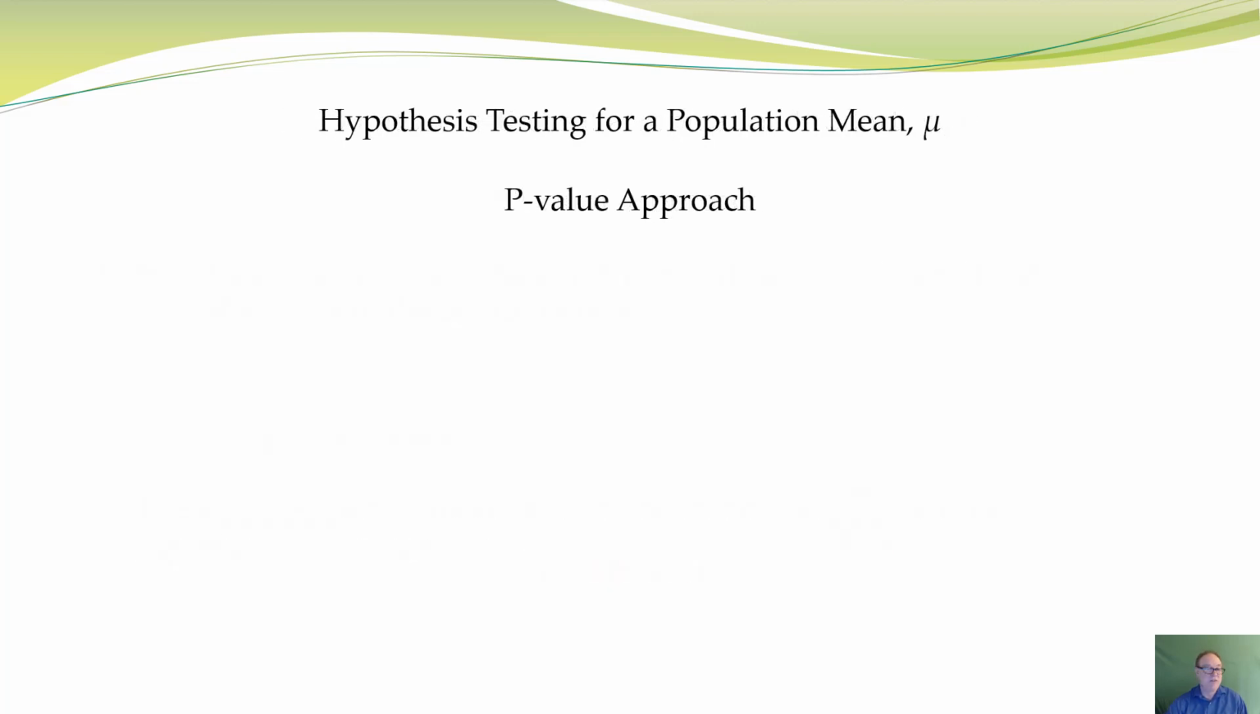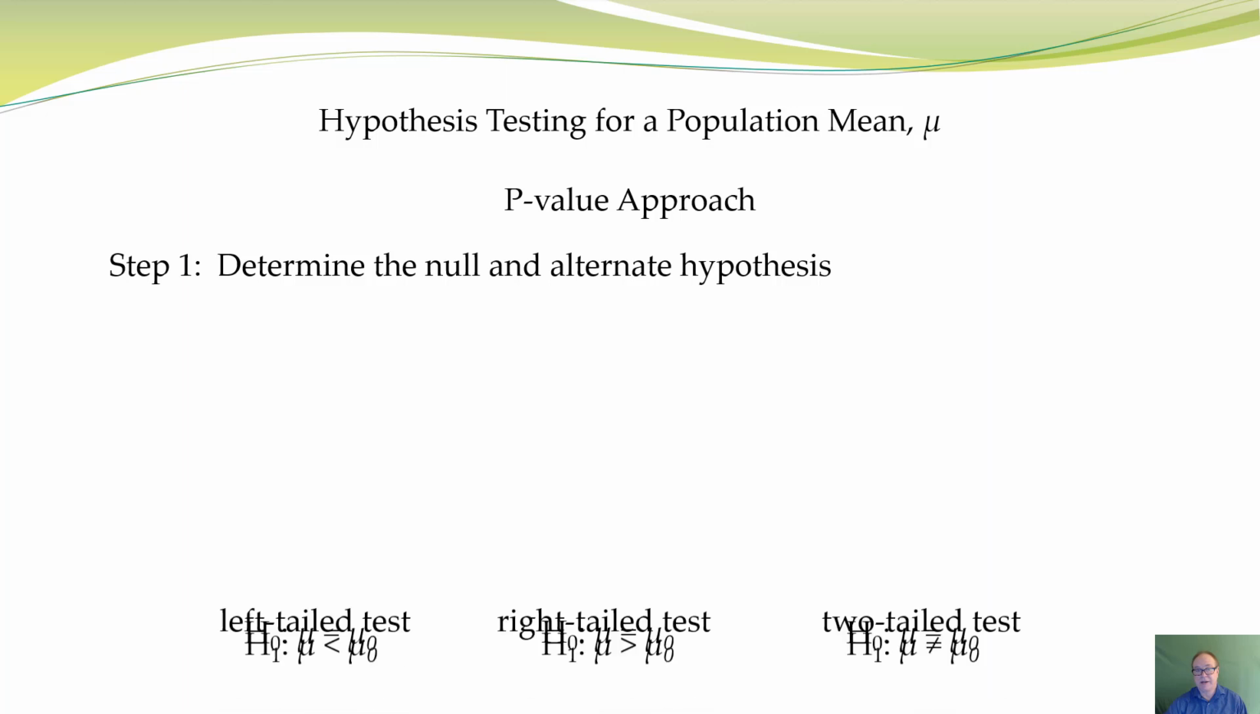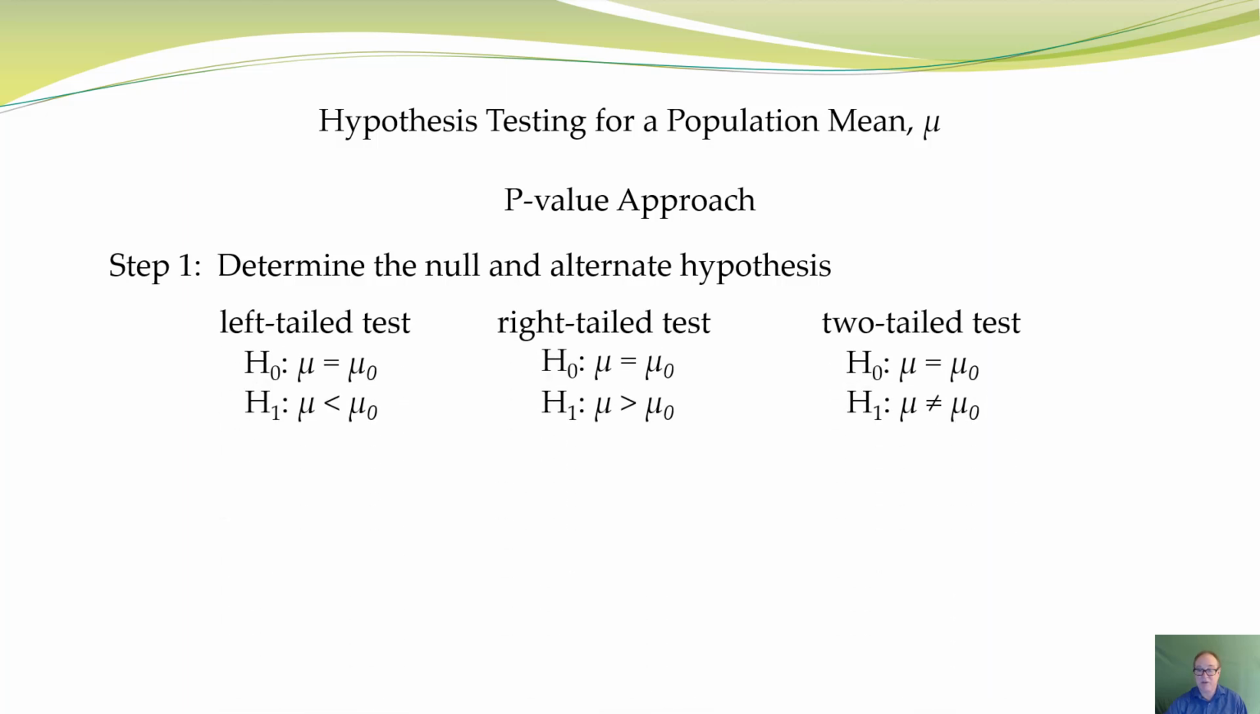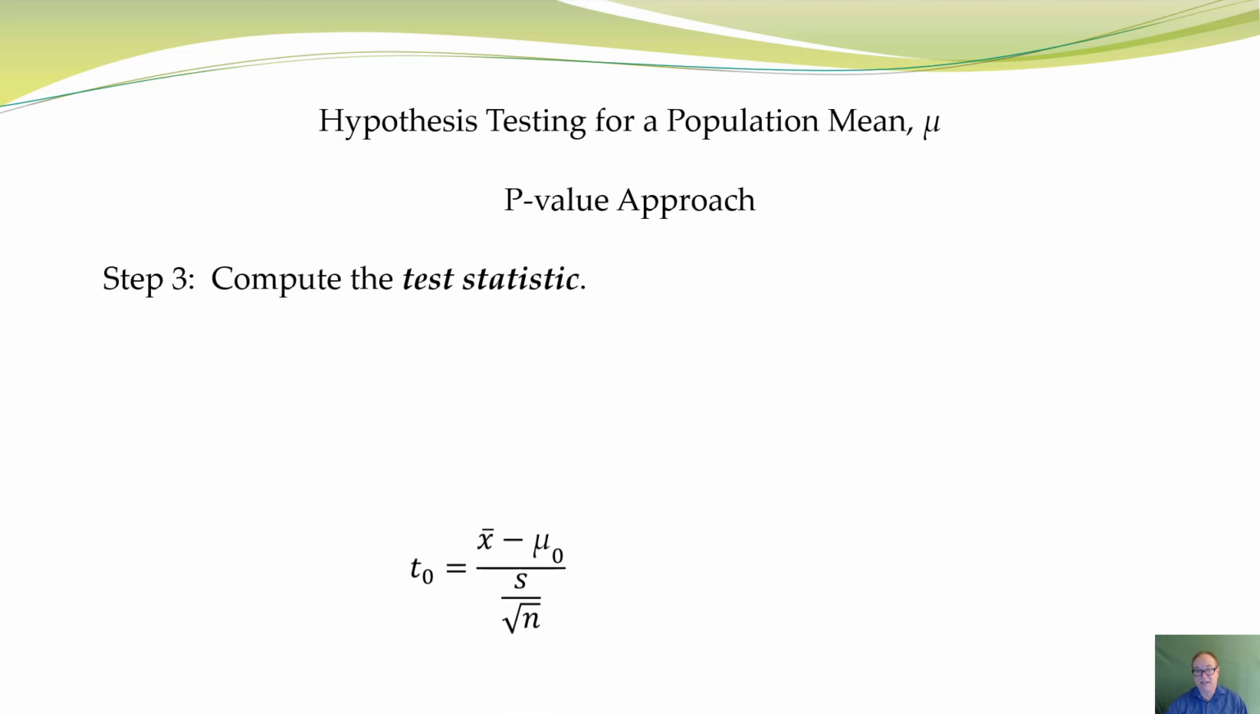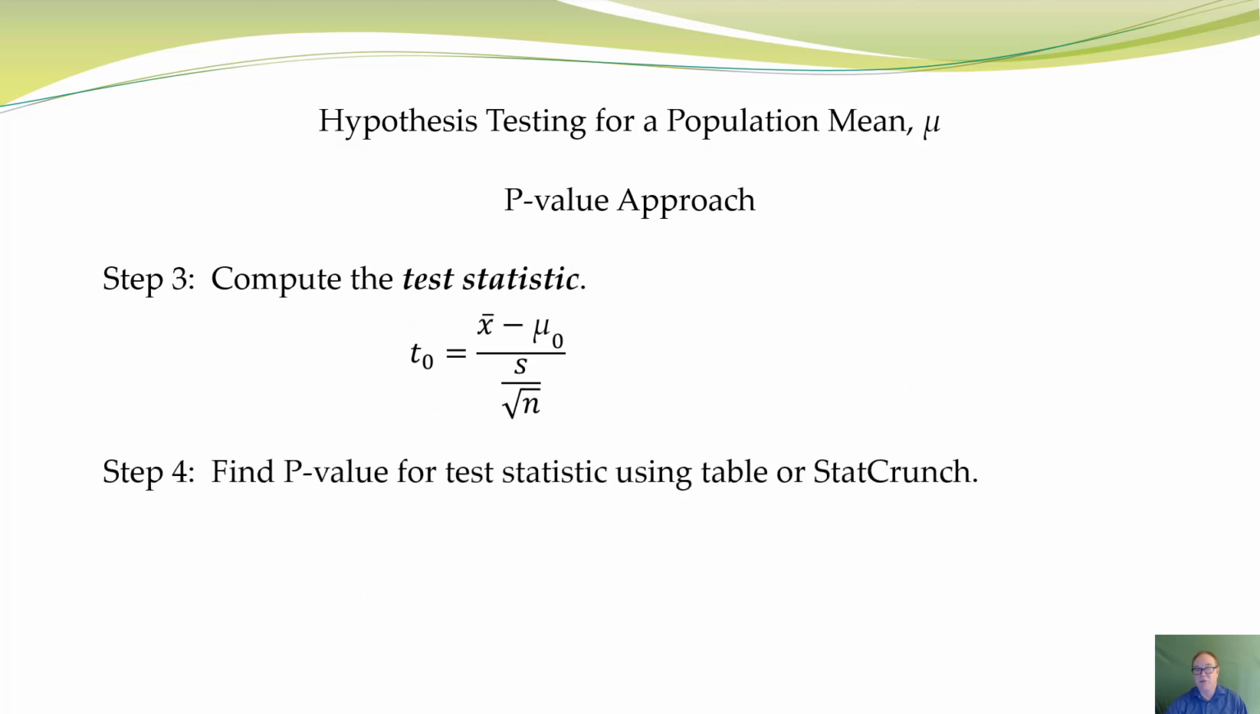The p-value approach is very similar. Determine a null and alternate hypothesis, same thing we did before. We're using the mean. Remember, left-tailed is less than, right-tailed is greater than, two-tailed is not equal to. Okay, level of confidence. Compute the test statistic. And now this time you'd want to find the p-value for the test statistic using a table or StatCrunch. If you were going to do this, you'd probably use StatCrunch, but in the long run, when we do a hypothesis test, we're going to use StatCrunch from the get-go. So the StatCrunch will give us the test statistic, it will give us the p-value.